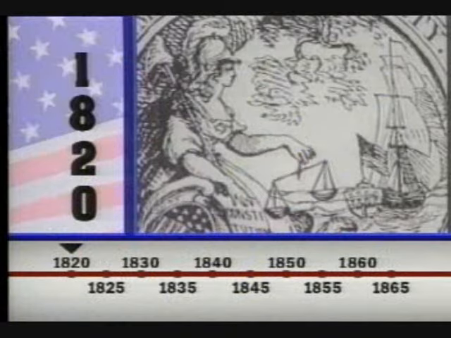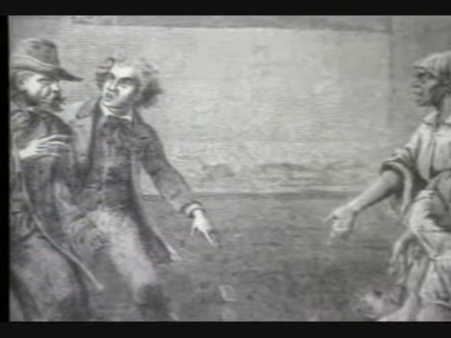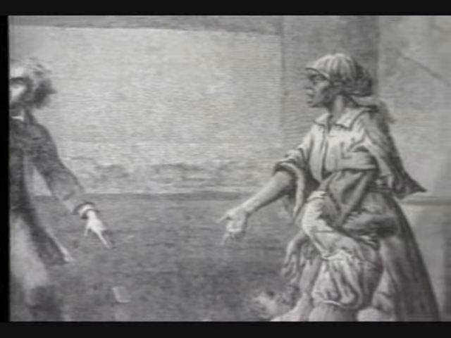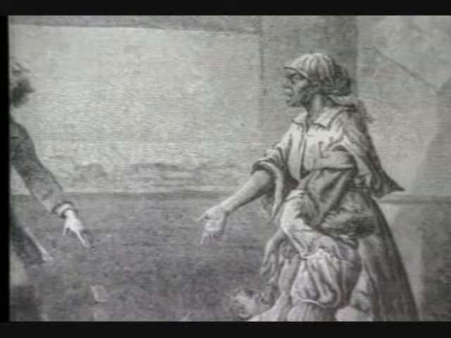In 1820, war over the labor issue was averted by the Missouri Compromise. Under its terms, Missouri was allowed to enter the Union as a slave state, and Maine was admitted as a free state. The Missouri Compromise only solved the problem temporarily, for again in 1850, emotions over the slavery issue reached a fever pitch.